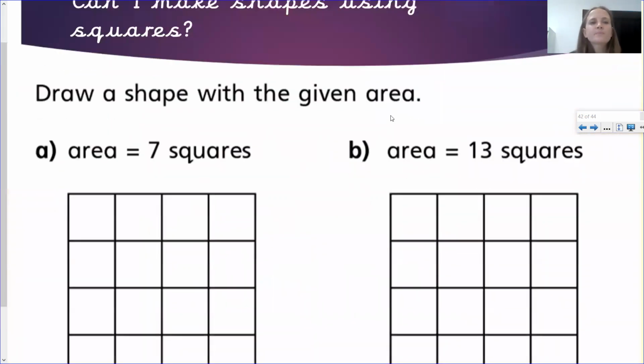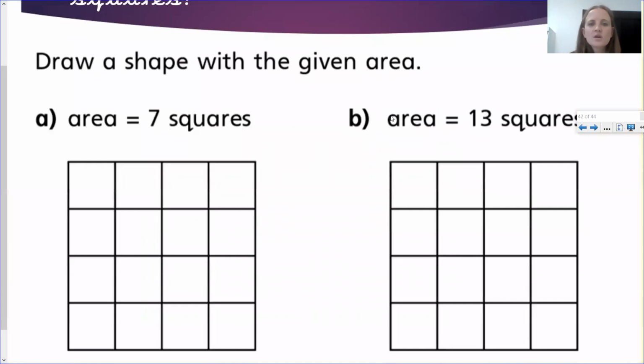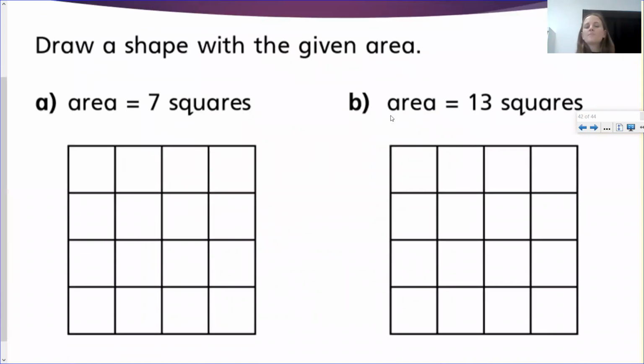Right. So the next question says, draw a shape with the given area. So the area for question A says 7 squares. The area for question B says 13 squares. What shape would you have? Your shape is not necessarily going to look the same as mine. So if I am going to do mine, let me get a thick pencil.